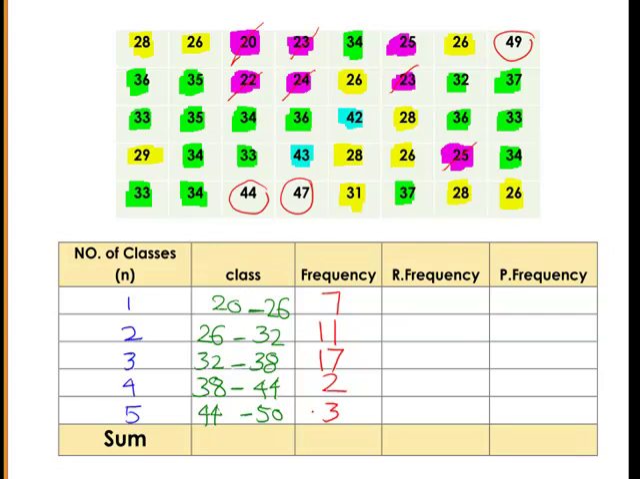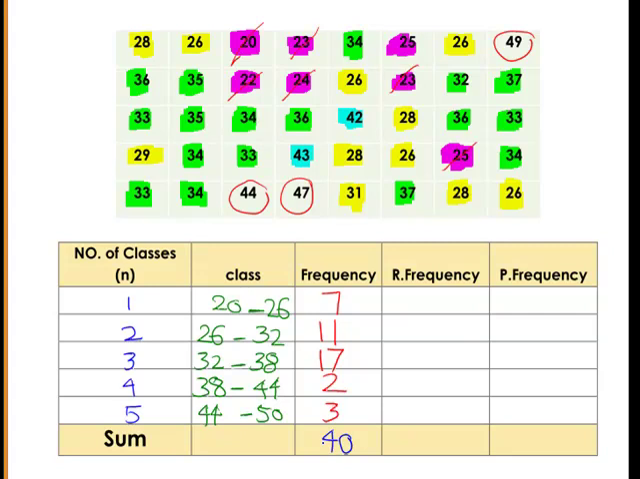Then what is the summation of all the frequencies? I have to sum all these numbers. 7 plus 11 plus 17 plus 2 and plus 3. This will be equal to 40. And you can be sure by recounting how many numbers you have. Then you will find that it is equal to 40.